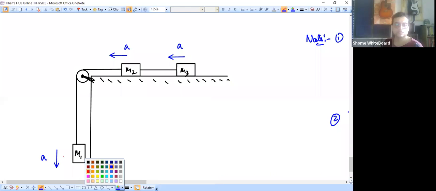Because there is a thread joining M2 and M1, whatever downward motion M1 has, M2 will have to have identical motion horizontally towards the left because the total thread length is constant. So whatever the downward acceleration A is, this one's horizontal acceleration A is the same in magnitude. And again, an inextensible thread joining M2 and M3. So the same goes for M2 and M3. They should have identical acceleration. So that was that point.